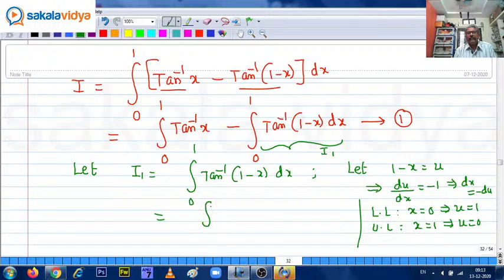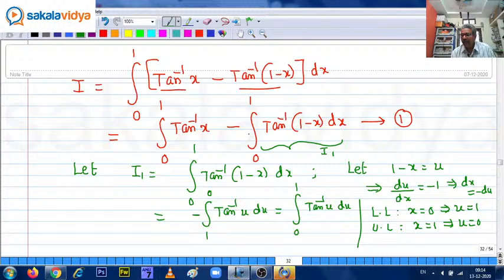This integral we can write as integral 1 to 0 of tan inverse u, with dx being minus du, taking the minus common. If you interchange the limits, the sign will change. So we can write integral 0 to 1 tan inverse u du. Actually, a definite integral is independent of the variable; it does not depend upon u and du. So u can be replaced by x. Therefore, I1 is nothing but integral 0 to 1 tan inverse x dx.